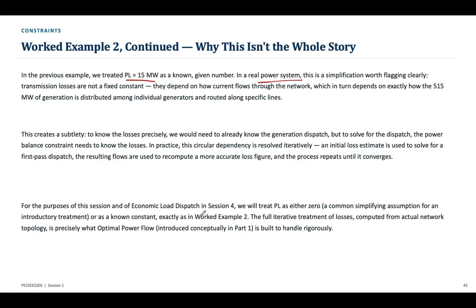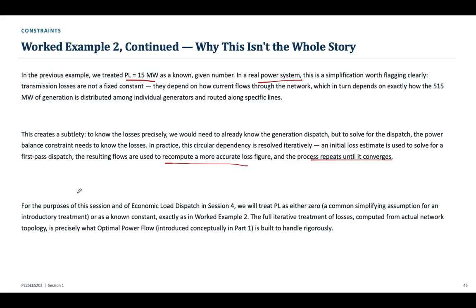So this creates a subtlety. To know the losses precisely, we would need to already know the generation dispatch, but to solve for the dispatch, the power balance constraint needs to know the losses. In practice, this circular dependency is resolved iteratively. An initial loss estimate is used to solve for a first dispatch. The resulting flows are used to recompute more accurate loss figures, and the process repeats until it converges.